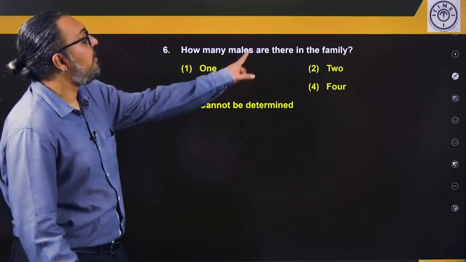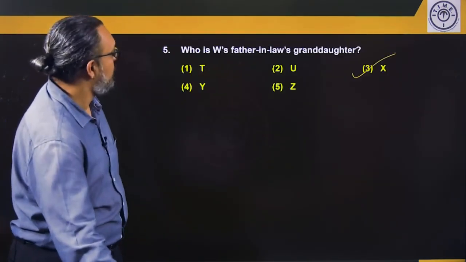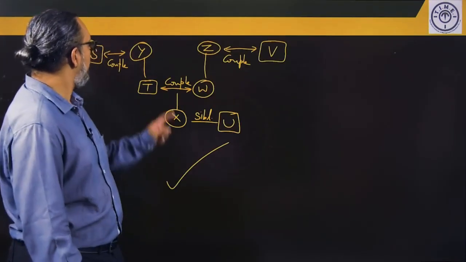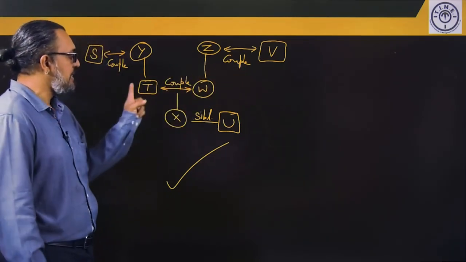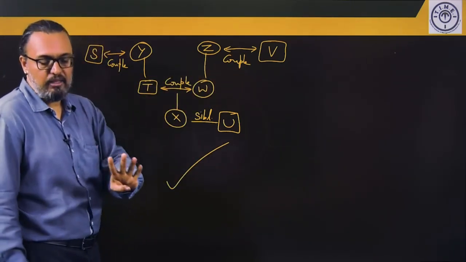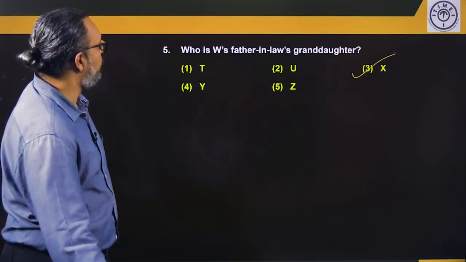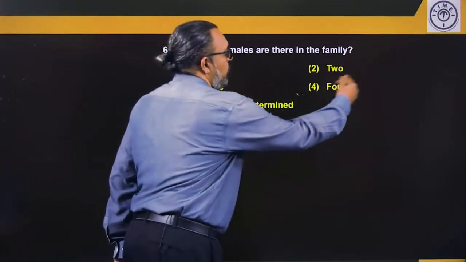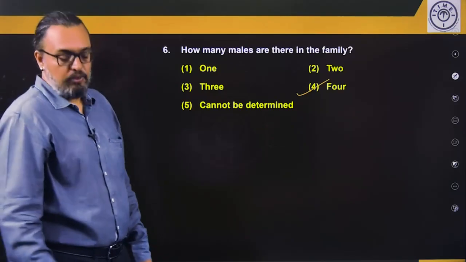Then, how many males are there in the family? Okay. So, it's asking how many males are there in the family. You have S, V, T, U. So, there are 4 males in the family. So, 4 will be our answer. That is there in choice 4. Okay.